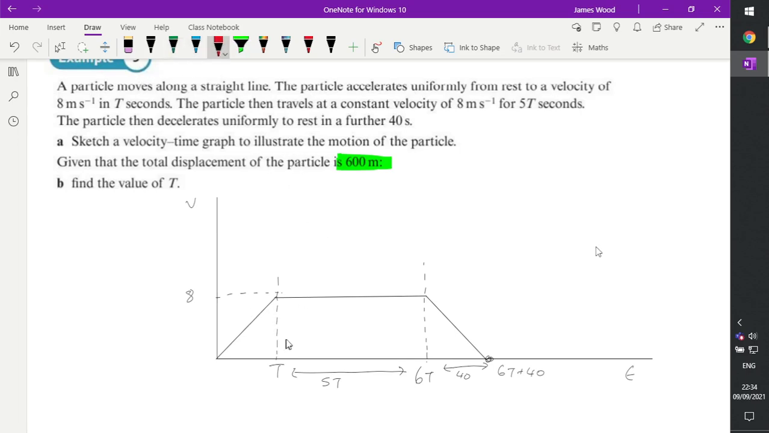I wonder if we can just do this as one big trapezium. I think we probably can, can't we? So if we consider this as one large trapezium, we know that the area, 600, is half, and we want the long length, which we know is 6t plus 40, plus this other length here, which we know is 5t, times the height, which we know is 8. And now we can just solve this equation.